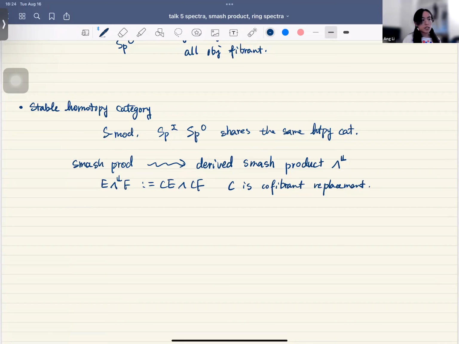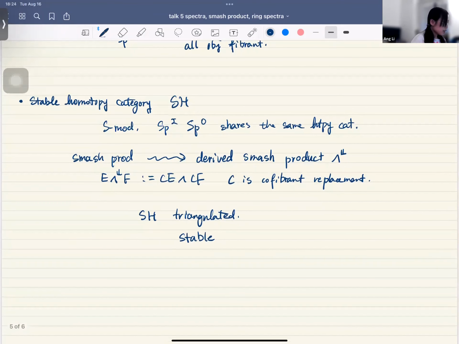Okay, so the sphere spectrum is cofibrant, so it is also the unit in the stable homotopy category. Let me give it a name, so stable homotopy category. Yeah, so this category has good properties, it is triangulated. And of course, it's stable from the name. And what is good about stable? Well, the fiber sequence is the same as the cofiber sequence at least, and that's already very good.